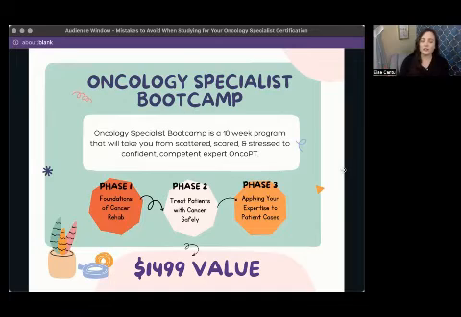And then phase 3 is really the meat and potatoes. This is our steak dinner of the Oncology Specialist Bootcamp, which is applying your expertise to patient cases. This is where we are taking all of the knowledge that I know you already have and that we're going to continue building on, and how do you actually apply this to patients, both in your practice right now, but also when you encounter those patient case scenarios on the exam.